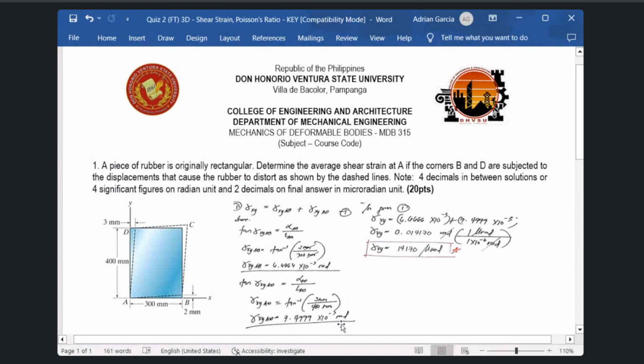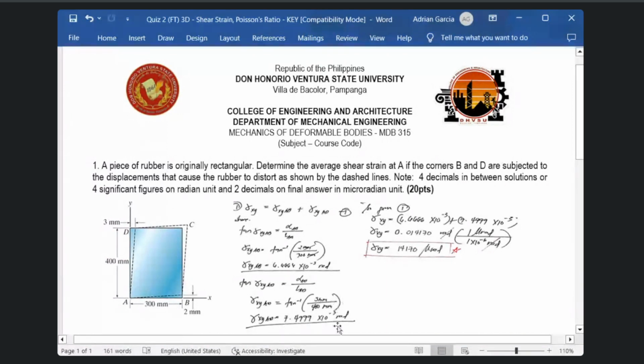Kung decimal, kailangan ang sagot dito sa AB, 0.006667. Tapos dito naman, 0.007499 or 0.0075. That would do. Walang problema. Basta may radian unit.